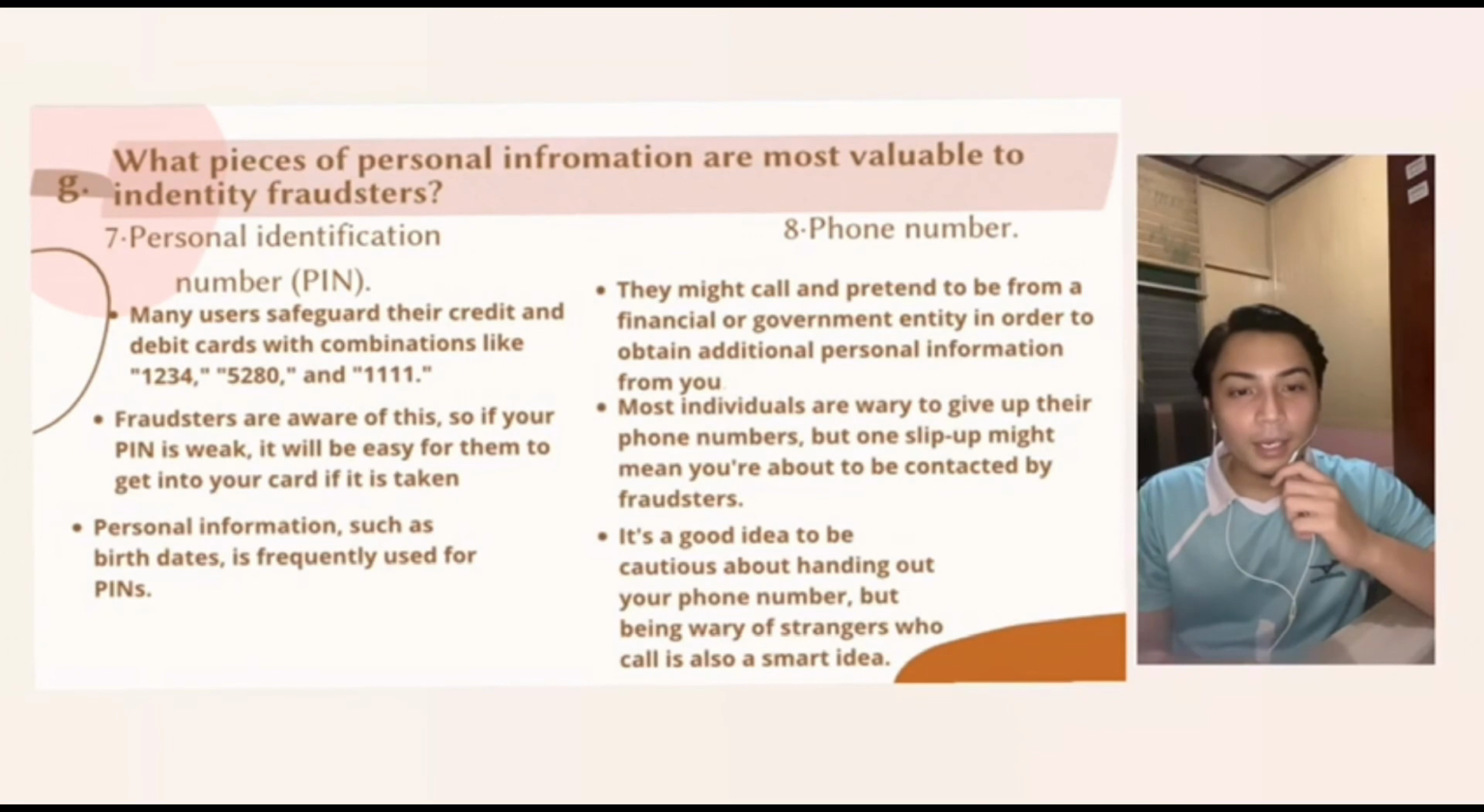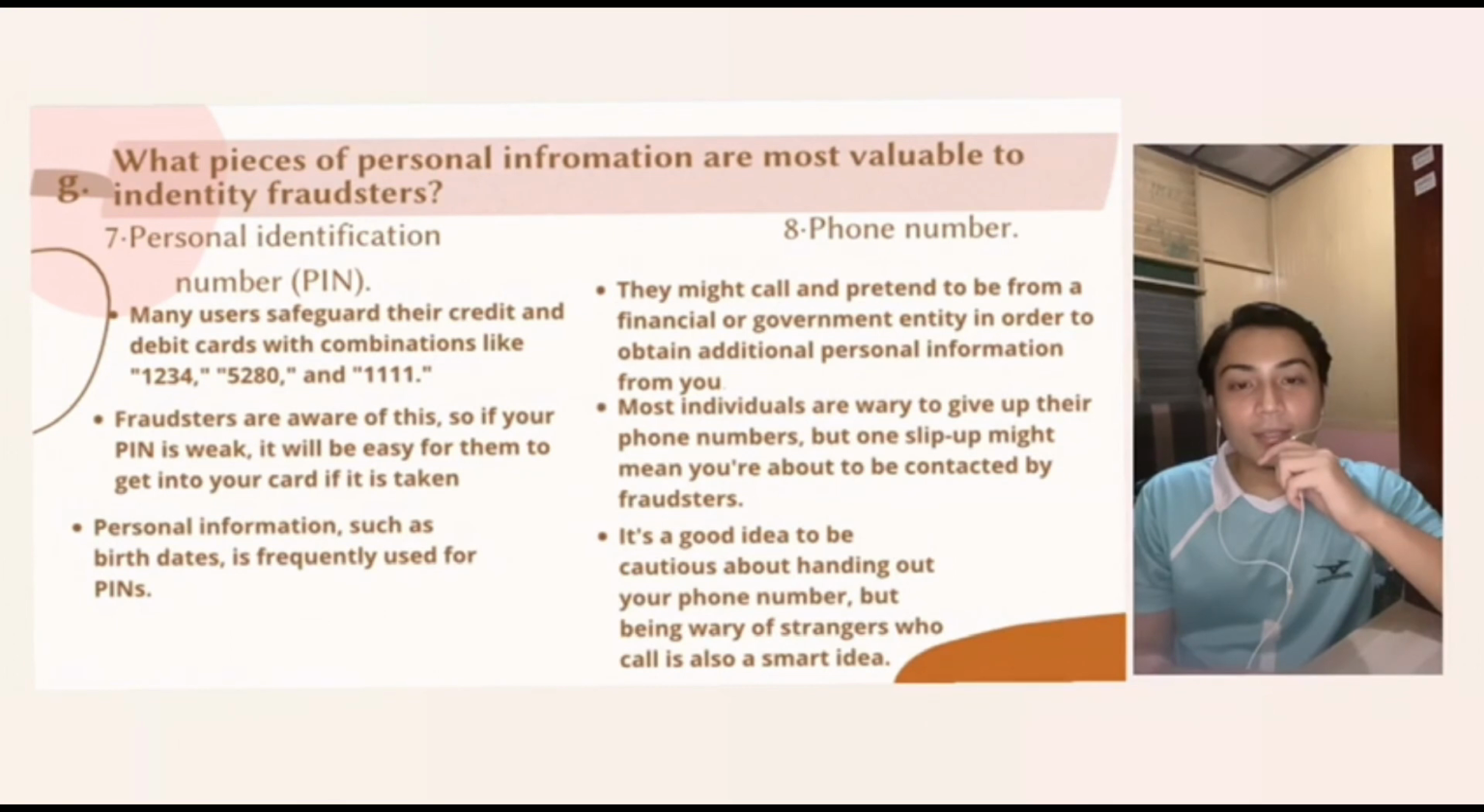Next is the personal identification number or PIN. Although your personal identification number should be randomized, many users safeguard their credit and debit cards with combinations like 1234, 5280, and 1111. Fraudsters are aware of this, so if your PIN is weak, it will be easy for them to get into your card if it's taken. Personal information such as birth dates is frequently used for PINs. Unfortunately, as previously said, this information is frequently shared on social media and is freely accessible. Hackers will attempt this number first, so don't use a number that may be found online.